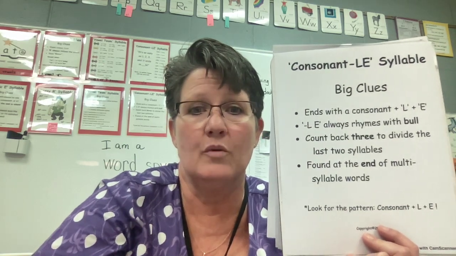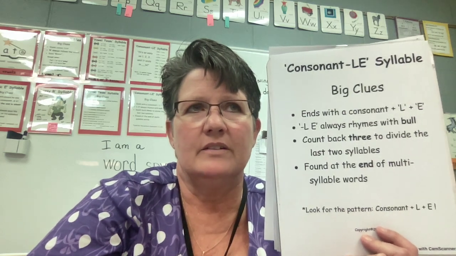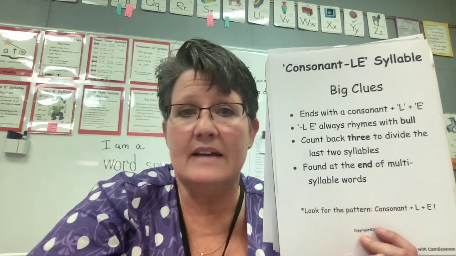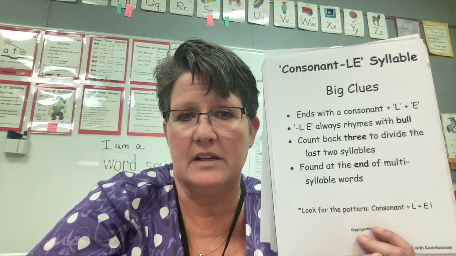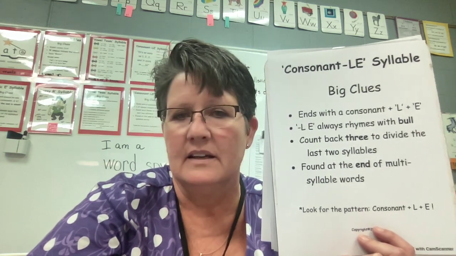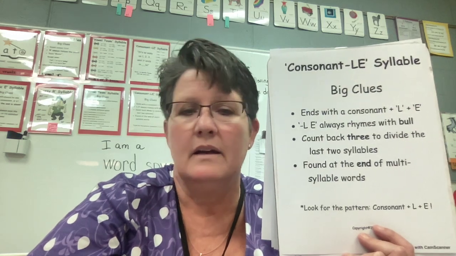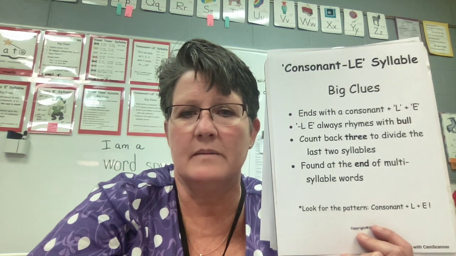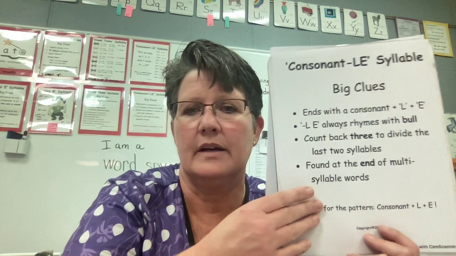But if it has more than one syllable, like basket, basket, those are both closed syllables because the A is closed by the S and the E is closed by the T. Baby, those are two open syllables. We have open A, that's why the A says its name. And the Y is saying E because it's the second syllable. Okay? All right.